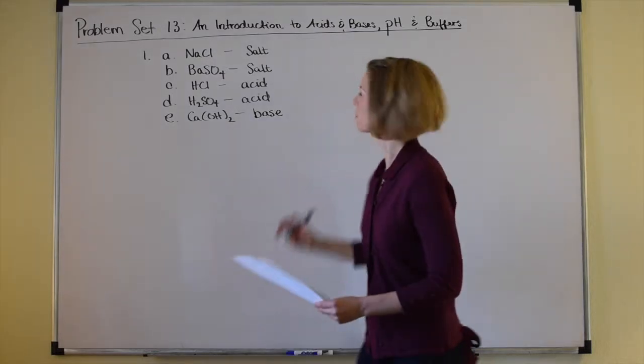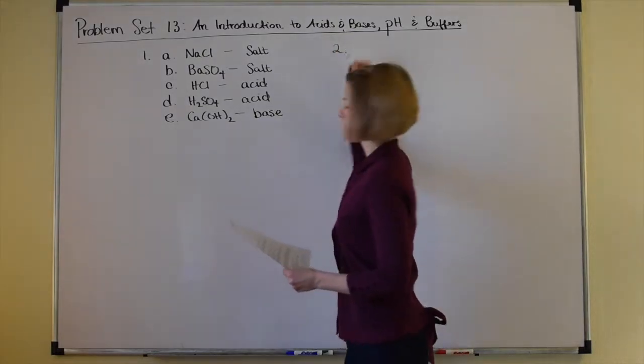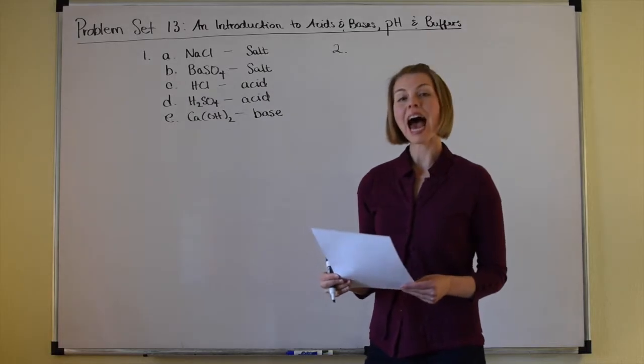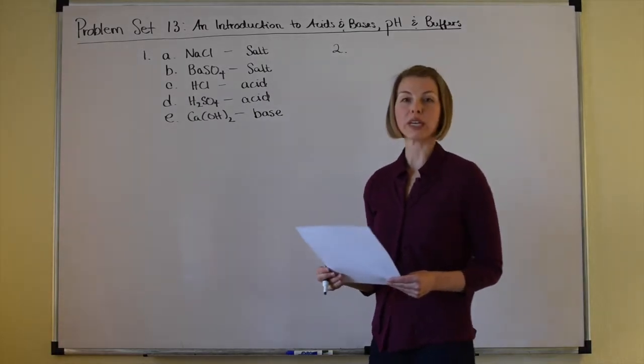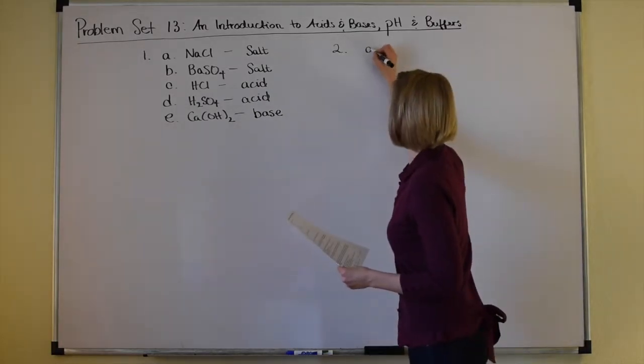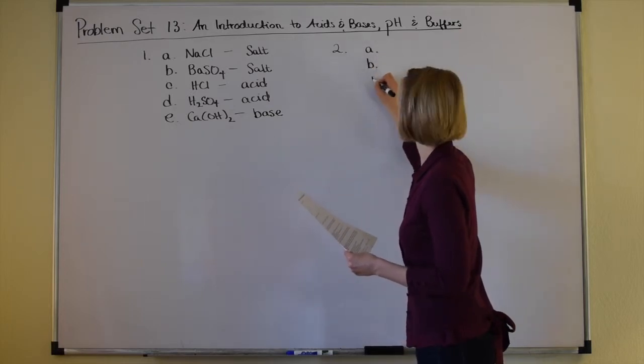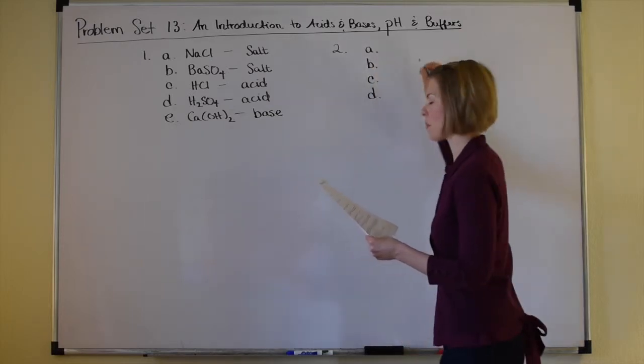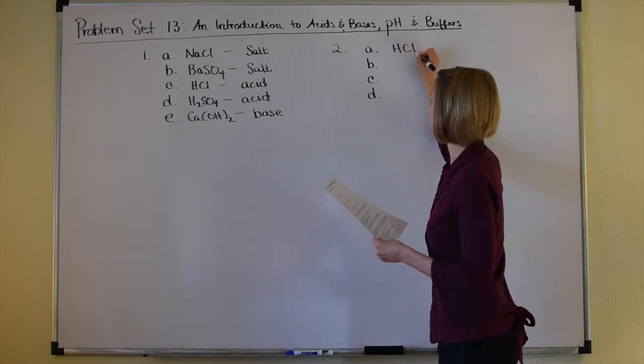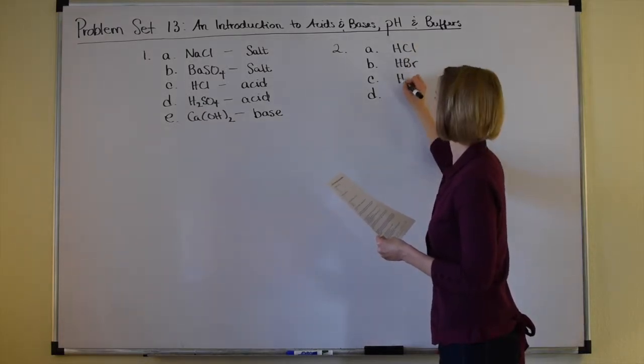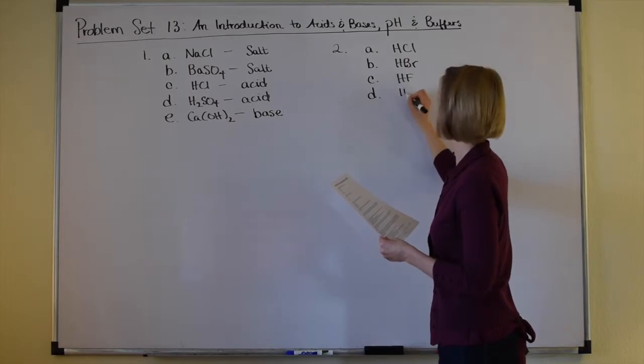Number 2. Classify the following acids as strong or weak. Okay, there's an A, B, C, and a D. And I'm going to go ahead and copy them down again. Hydrochloric acid, hydrobromic acid, hydrofluoric acid, and acetic acid.